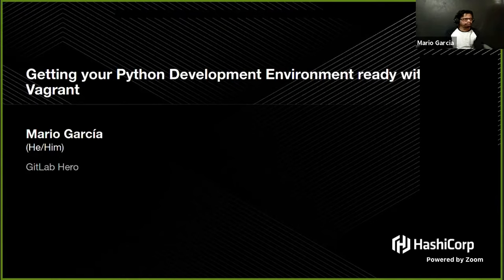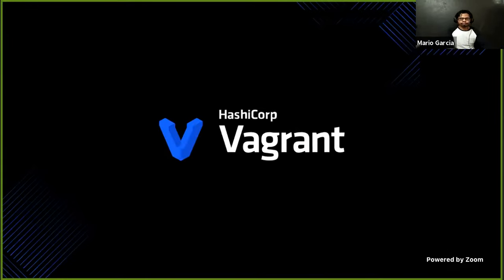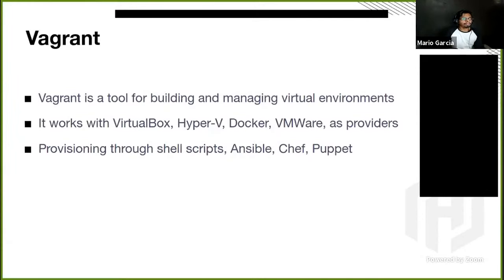So the talk today will be about getting your Python development environment ready with Vagrant. For those who are not familiar with Vagrant, this talk will not be about how you can install and configure Vagrant before I start using it, but it's a tool for building and managing virtual environments. It works with VirtualBox, Hyper-V, Docker, and VMware as providers, and you can use shell scripts or tools like Ansible, Chef, or Puppet for provisioning your environments.